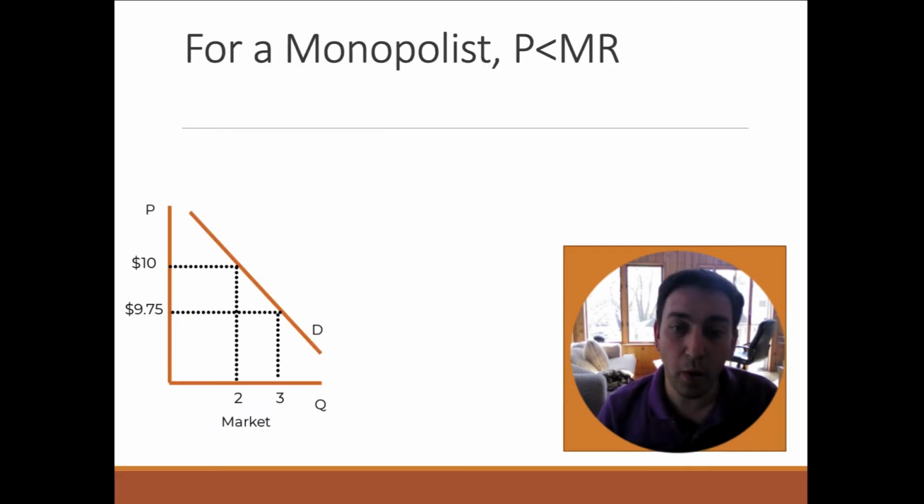So this is a graph you want to look at carefully. So let's say the original price was $10 and I was selling 2 items. I'm at point A.